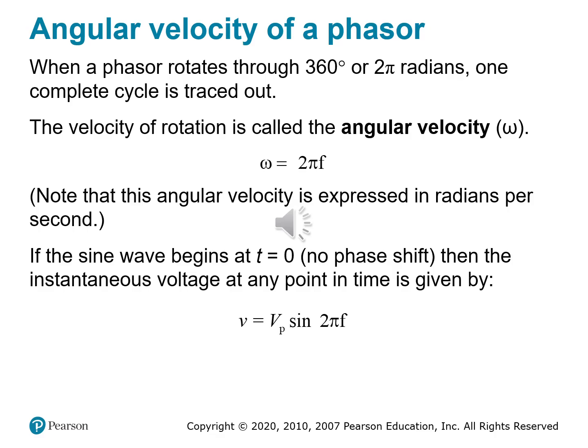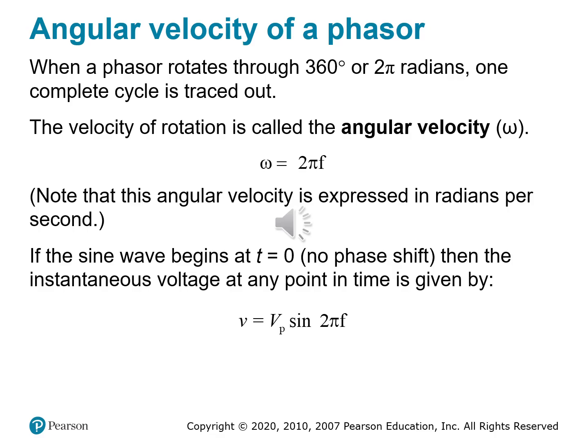The rate at which this happens is called angular velocity, and it's directly tied to the frequency of the sine wave. And here's the relationship. Omega is equal to 2 pi f, right? So angular velocity is equal to 2 pi times the frequency. So w is angular velocity in radians per second. f is frequency in hertz. So again, converting frequency to angular velocity or vice versa.